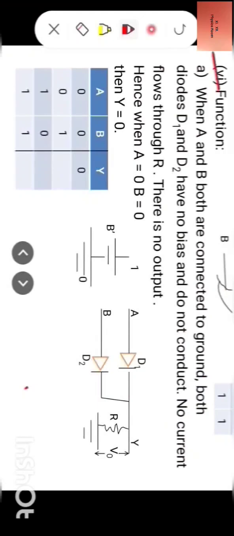Sixth, function. Now the function of the OR gate we will learn in 4 steps: A, B, C and D. First we take up A. When A and B both are connected to ground, both diodes D1 and D2 have no bias and do not conduct. No current flows through R. There is no output. Hence, when A is 0, B is 0, Y is 0.